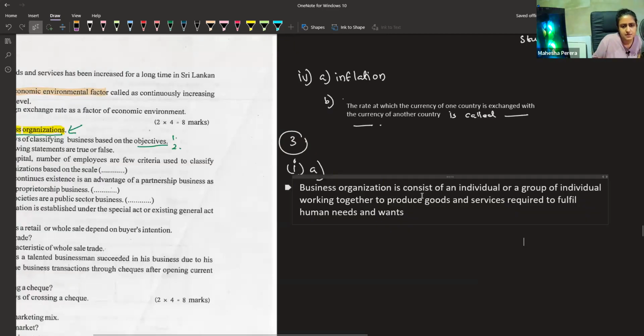I'll write this. First, write this. I'll tell once. A business organization consists of an individual or a group of individuals working together to produce goods and services required to fulfill human needs and wants.